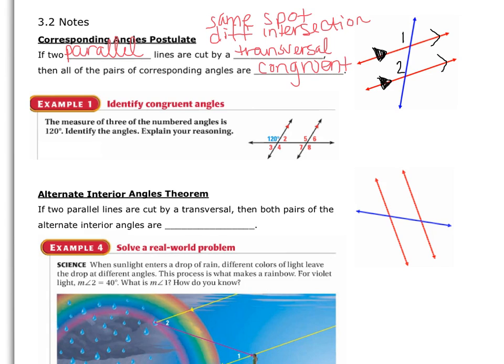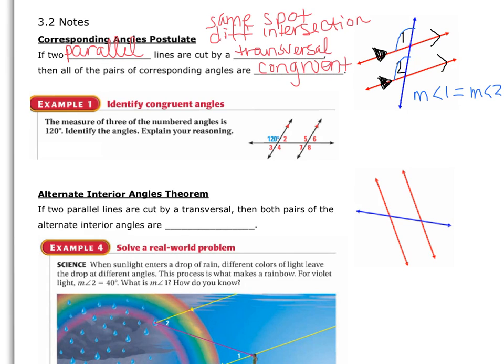If the lines are parallel, then corresponding angles are congruent. So the measure of angle 1 is going to be equal to the measure of angle 2. And that goes for all the pairs of corresponding angles. Like if I said over here and here, they would be corresponding, so they would also be congruent. So let's look at example 1, identify congruent angles.